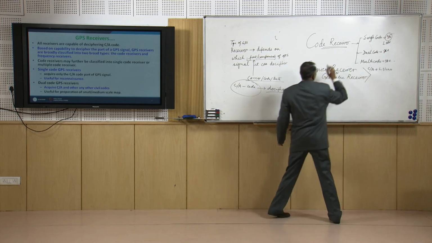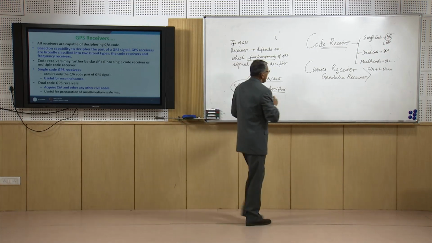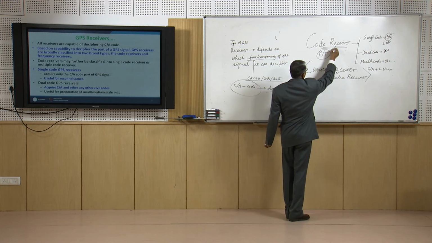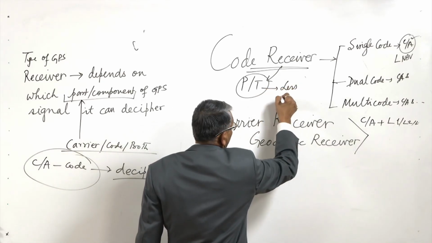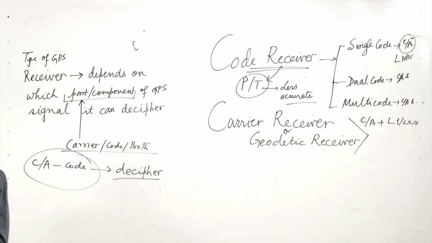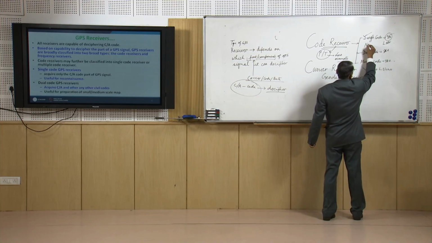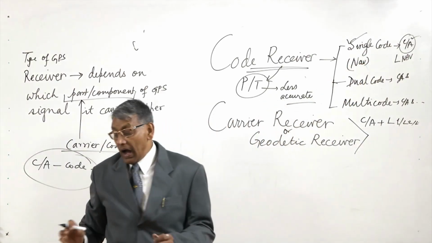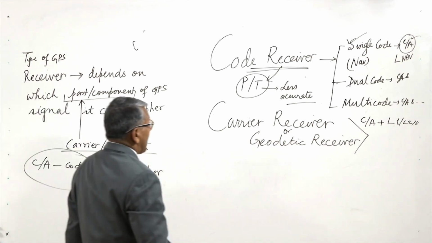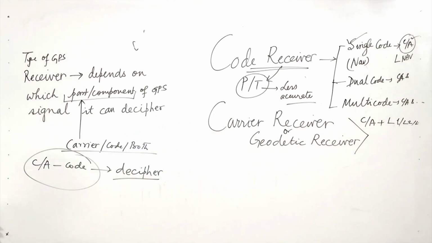The code receiver provides less accurate positioning, and timing is also not that accurate. So the position and time which the code receiver provides are less accurate, and these types of receivers are used, if it is a single code, for navigational purposes, and for dual code it is for mapping purposes and like that. But the position and time that we get from code receivers are less accurate.